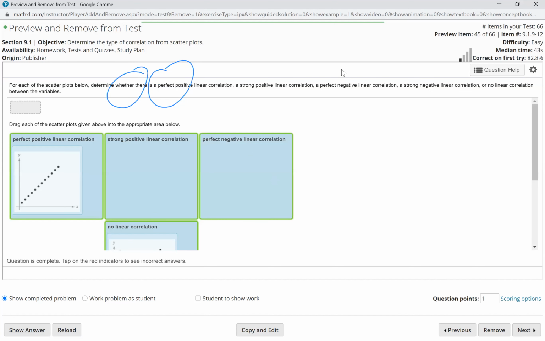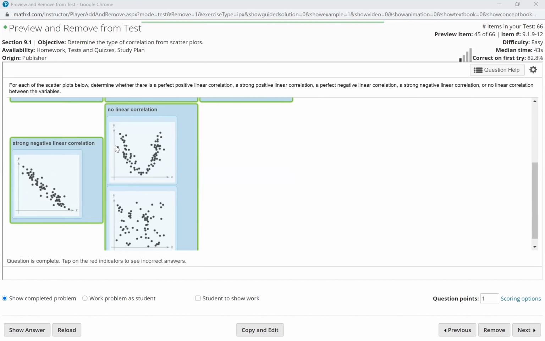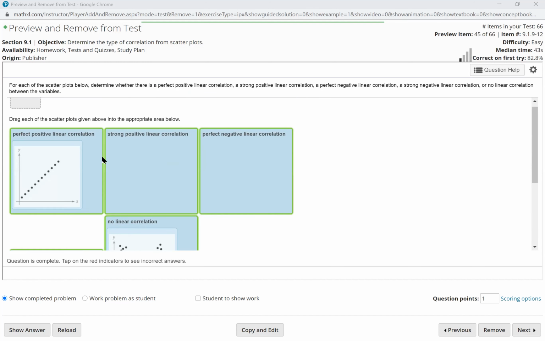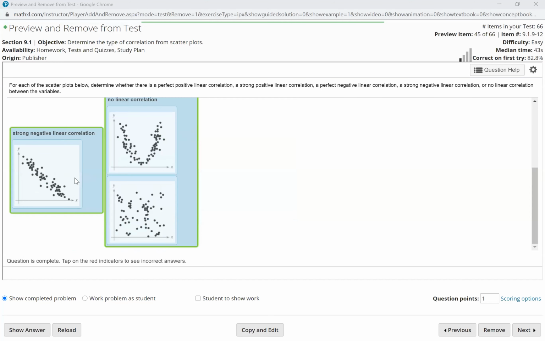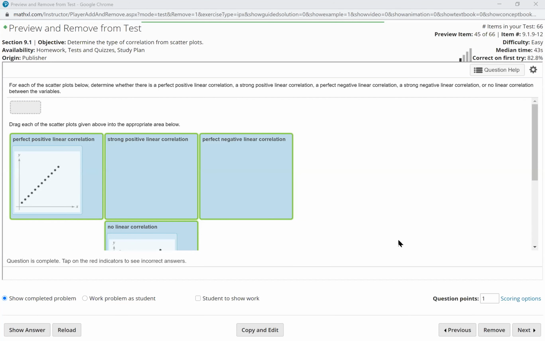Okay, let's see here. He wants you to match the drawings with the description. This is a perfect. This is no correlation here. This is a quadratic. If you remember from intermediate algebra, parabola, it's not linear. This is weak also. This is very good, but negative, and you can see strong negative. It doesn't have anything positive here or negative. Okay, next.